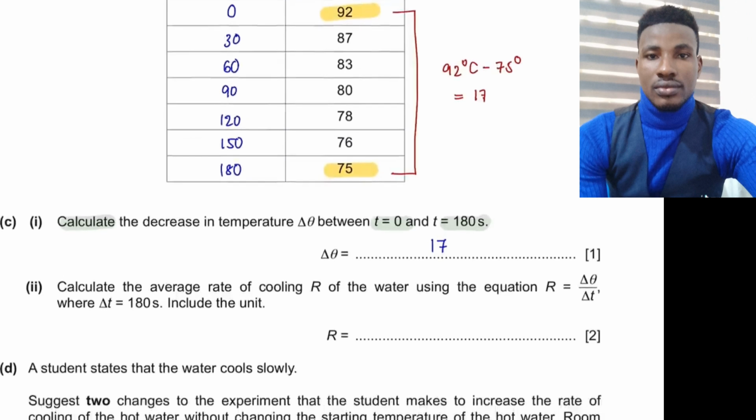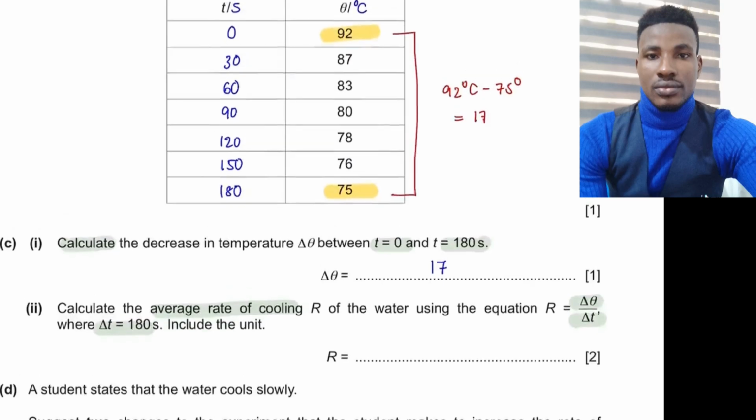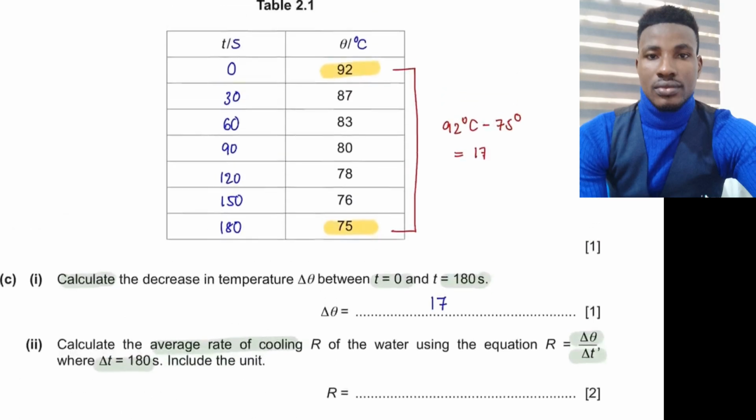Part 2. Calculate the average rate of cooling R of the water using the equation R equals to change of theta over change of time, where change of time is 180 seconds. Include the unit. So for change of time equals to 180 seconds, you are going to take this whole range, meaning that for your change of temperature, it will be from 92 to 75, which is 17.